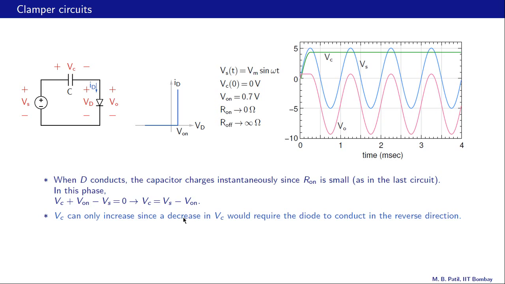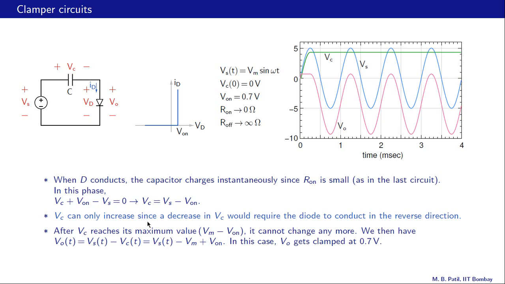Second point, Vc can only increase because a decrease would call for the diode to conduct in the reverse direction, which is not possible. Third point, after Vc reaches its maximum value, and what is the maximum value now? What is the maximum value of Vs? That is equal to Vm, which is 5 volts. So the maximum value of Vc is Vm minus V on, which is 5 minus 0.7, which is 4.3.